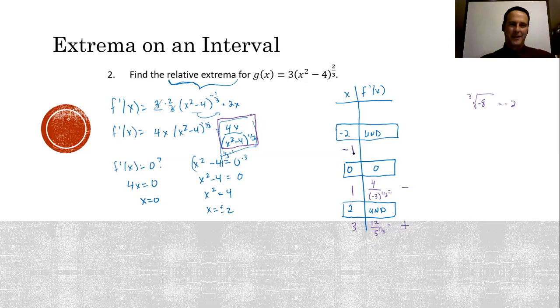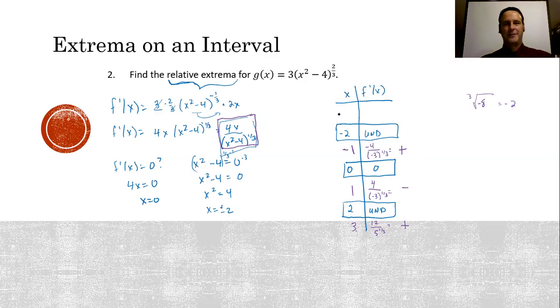Let's do -1. And now 4 times -1 is -4, so that will give me a negative on top. And then -1 squared is +1, minus 4 is a -3. Same thing that you had here, -3 to the 1/3. And again, regardless of what that simplifies to, I know the negative over the negative will give me a positive value. Okay. And then finally, what's less than -2?